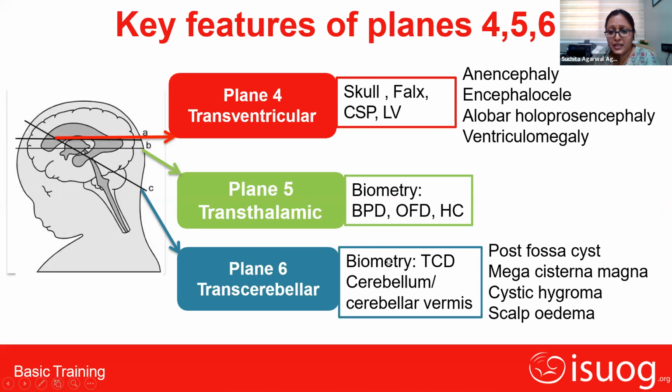Then come to the transcerebellar plane. We look at the transcerebellar diameter, the cerebellum, and the cerebellar vermis. So you can detect a posterior fossa cyst, mega cisterna magna, cystic hygroma, and scalp edema.